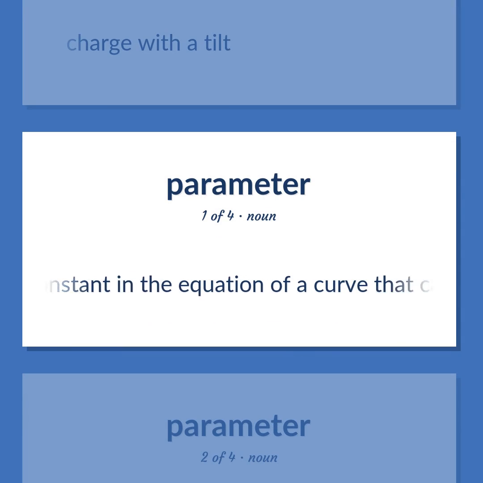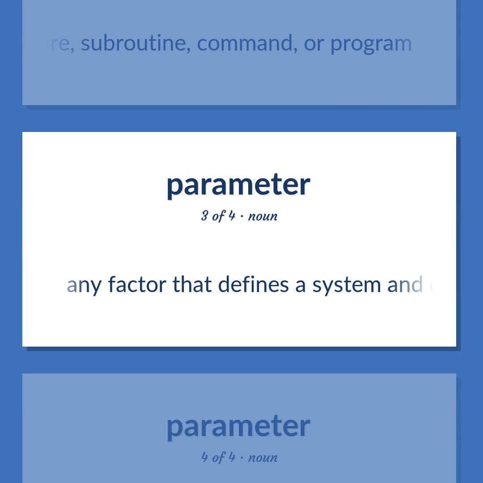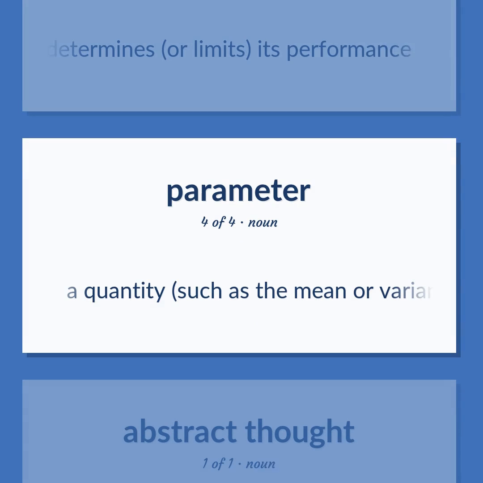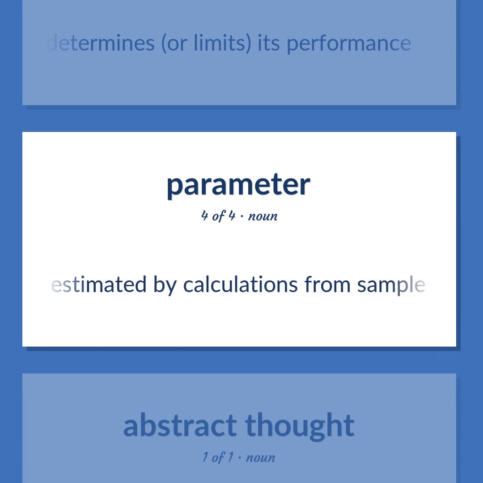A constant in the equation of a curve that can be varied to yield a family of similar curves. Computer science. A reference or value that is passed to a function, procedure, subroutine, command, or program. Any factor that defines a system and determines, or limits, its performance. A quantity, such as the mean or variance, that characterizes a statistical population and that can be estimated by calculations from sample data.